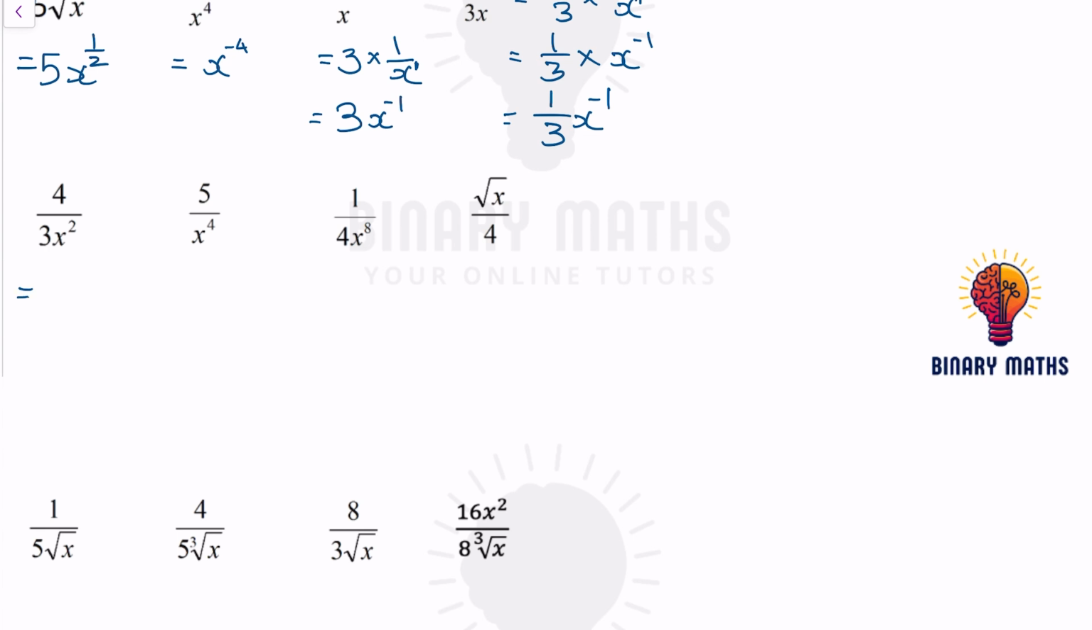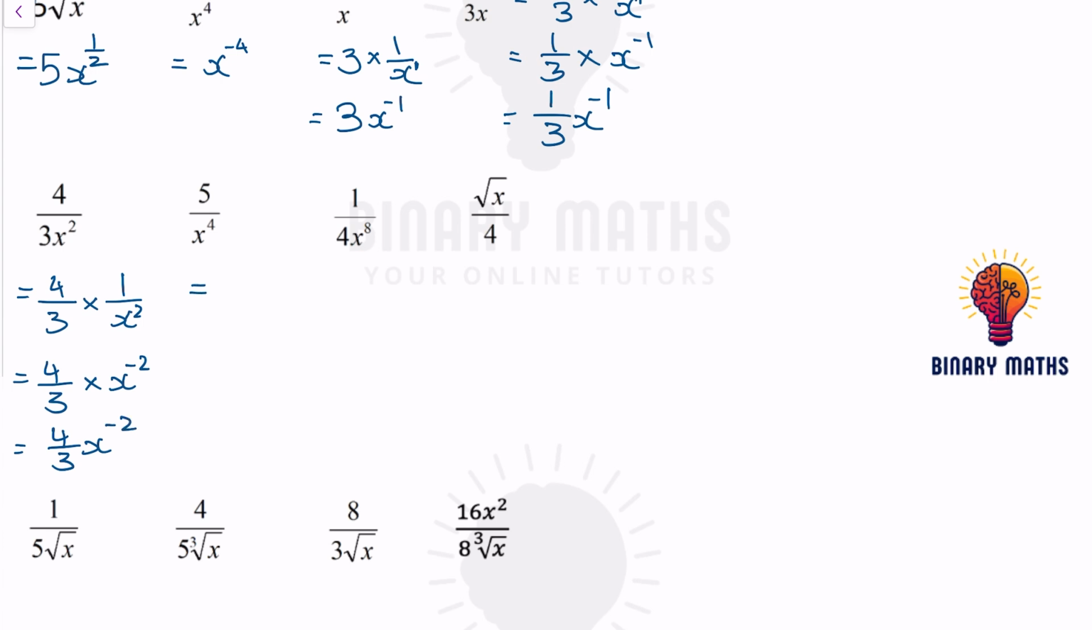4 over 3x squared can be separated into 4 over 3 times 1 over x squared, which is the same thing as 4 over 3 times x to the negative 2, as x squared is in the denominator, which is 4 over 3 x to the negative 2.